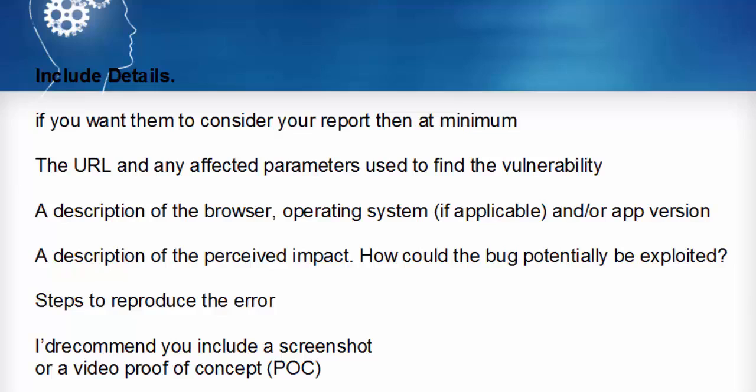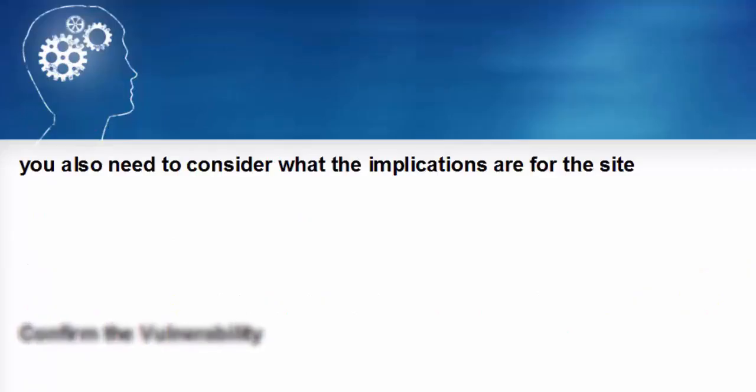And the most important steps to produce the error. I would recommend you to use screenshot images and a proof of concept video explaining it. And you also need to consider what the implications are for the site, like up to what extent they can be harmed by this vulnerability which you have found. If you mention the seriousness, then you get higher payouts compared to the one where you don't mention the severity.